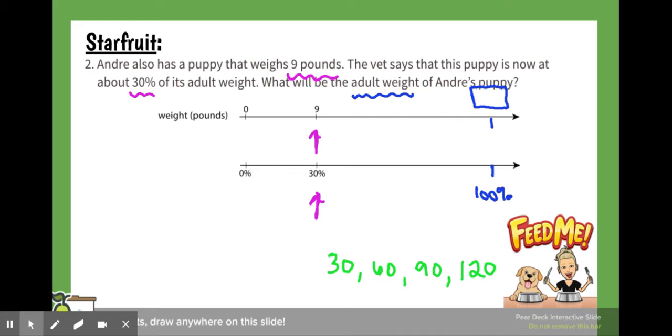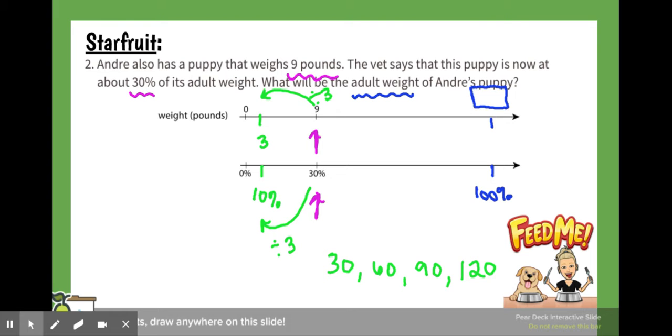I'm instead going to think about, okay, what happens if I go lower? Instead of 30%, I know that I can go from 10% to 100. So I'm going to figure out what Andre's puppy's dog probably weighed at 10% of its adult weight. So when I do that math, I'm going to go from 30 to 10%. And I know to go from 30 to 10, I'm dividing by 3. So I need to do the same thing to my 9. I need to divide by 3. And when I do 9 divided by 3, I end up with 3.